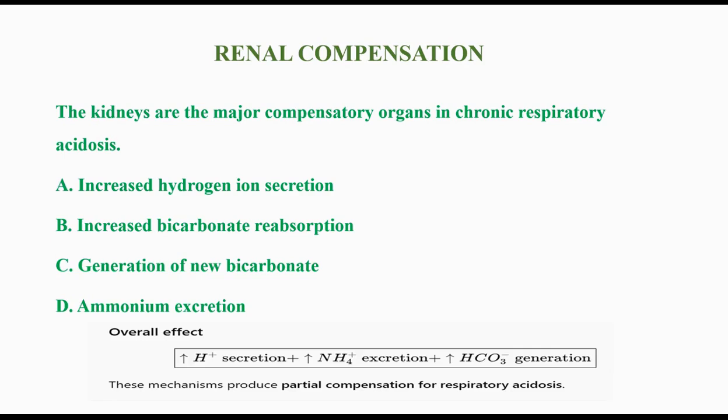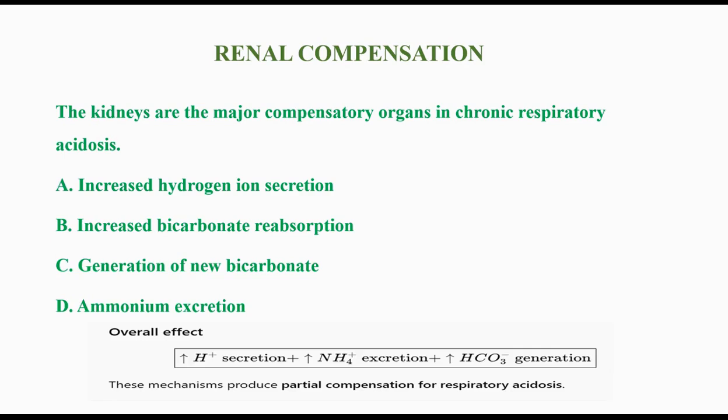Then, ammonium excretion is an extremely important mechanism of renal acid elimination. Renal tubular cells metabolize the amino acid glutamine. This process produces ammonia, represented as NH3, and also contributes to bicarbonate generation. Ammonia can combine with secreted hydrogen ions. The resulting ammonium ion is less able to diffuse back across the tubular membrane and is therefore effectively trapped in the tubular fluid. It can then be excreted in the urine. This process is sometimes referred to as ion trapping.